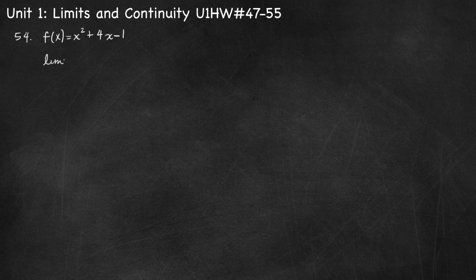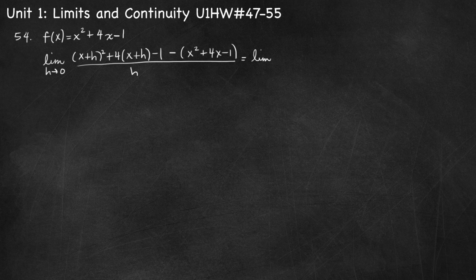So to get the equation for our slope, we're going to take the limit as h approaches 0 of our difference quotient, so f of x plus h, which is x plus h squared plus 4 times x plus h minus 1, that's f of x plus h, minus f of x, so x squared plus 4x minus 1, all over h. And we're going to work on simplifying this until we can cancel the h out from the top and bottom.